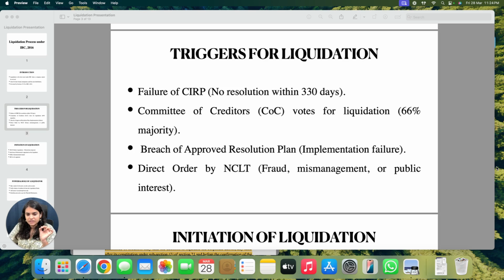Or direct order by NCLT. So the NCLT, as per its discretion, if it is found to be in the interest of a greater public interest, or if the resolution professional or the committee of creditors have mismanaged the CIRP, may order for either, they may direct the IBBI to suggest the name of another insolvency professional, and within 10 days of such order, the IBBI is going to recommend someone along with their consent form, and the adjudicating authority shall appoint such insolvency professional.